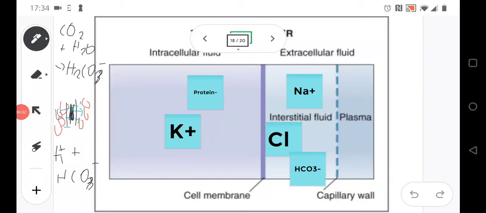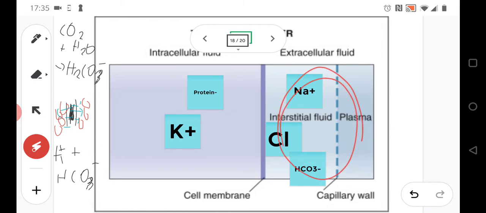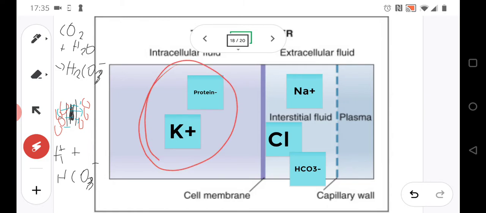Okay, so just to explain it one more time, what are the biggest differences between intracellular fluid and extracellular fluid? This is well seen here on the picture. So here you see this big K here. What does this big K mean? It is of course potassium. So we have a lot of potassium in the intracellular fluid, not so much in the extracellular fluid. So the main cation in the intracellular fluid is potassium. The main cation in the extracellular fluid is sodium.